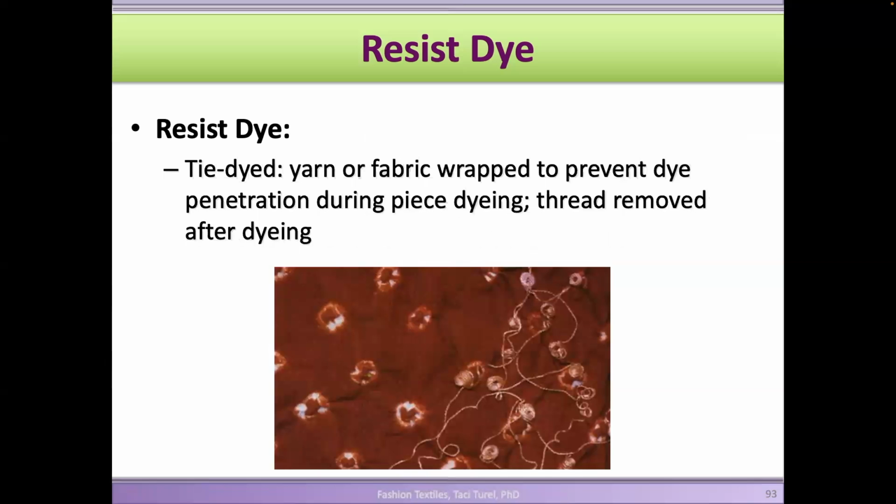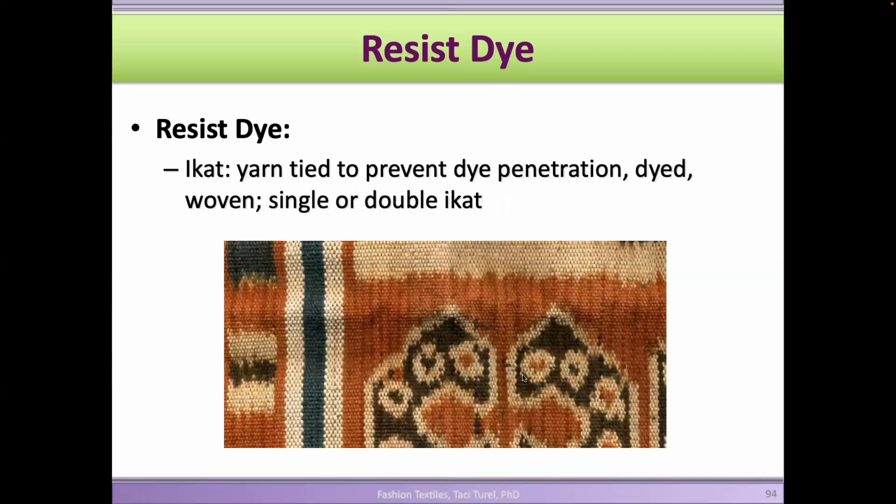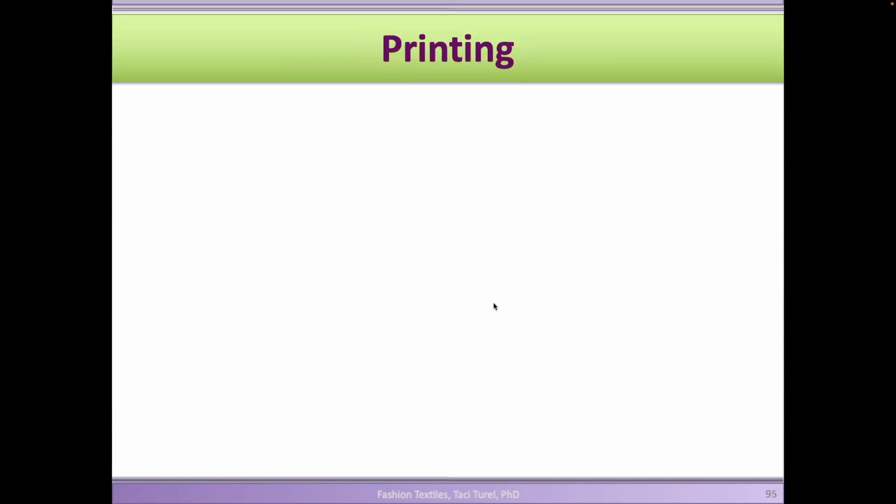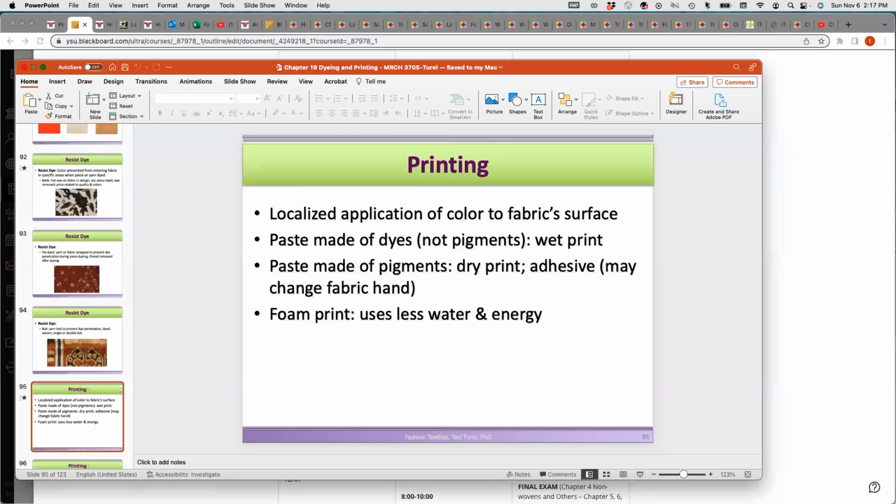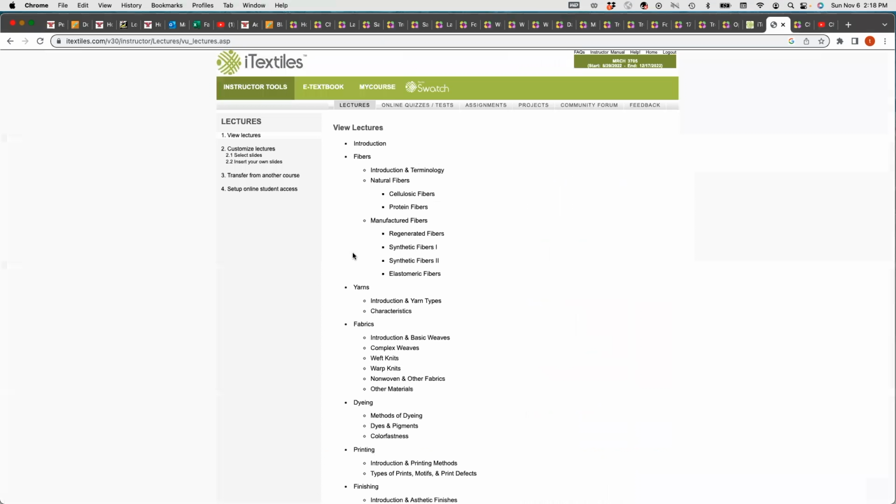There's also tie dyeing. You are usually just tying your fabric in different ways and then dyeing it so that you prevent the colors from penetrating all the way in, and that creates the tie-dye effect. Ikat is another way of dyeing, tying the yarns to prevent dye penetration in certain areas. Okay, so this is all I have for dyeing. So let's just go to your iTextiles.